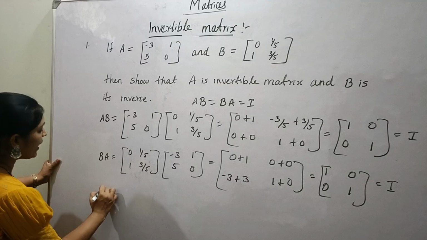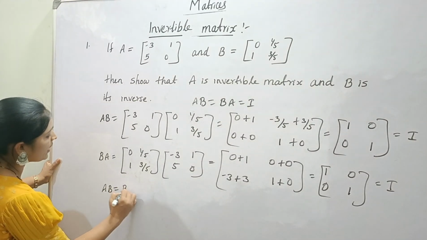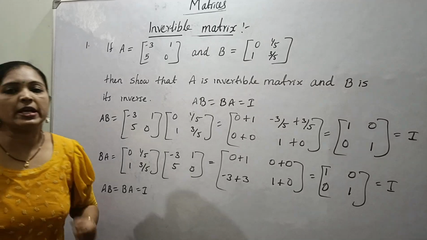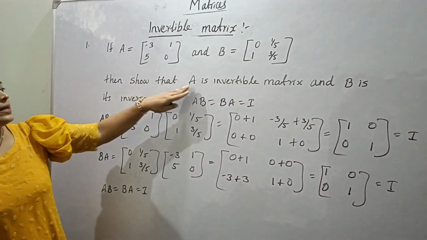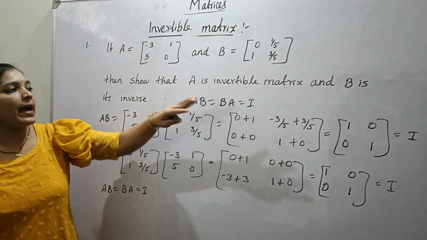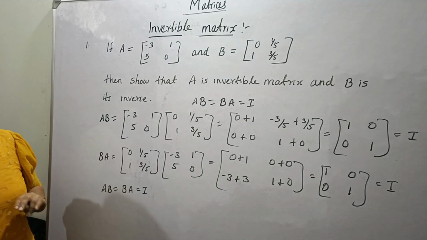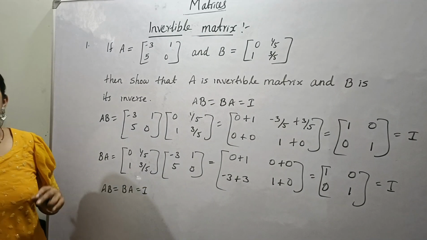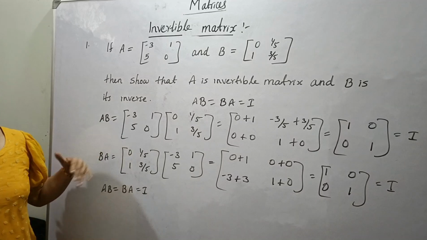So we have got AB is equal to BA is equal to I. So from the definition of an invertible matrix, we say that A is an invertible matrix and B is its inverse. Sometimes you will be asked to find the inverse matrix when the matrix is given. That you will study in the next chapter.